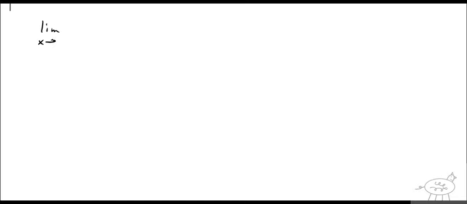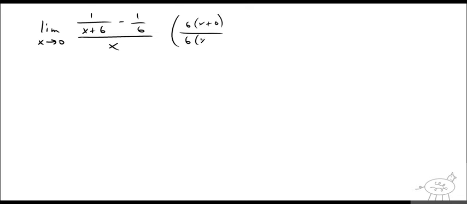Limit as x approaches 0, and this is a nice little rational problem here. 1 over x plus 6 minus 1/6 over x. So again, remember guys, your goal is to get rid of that x in the bottom, because you can't do direct substitution unless it's defined, right? So I'm just going to get rid of these fractions. I'm going to multiply by my LCD, to get rid of that x plus 6 and that 6. I'm going to multiply by 6 times x plus 6 over 6 times x plus 6.